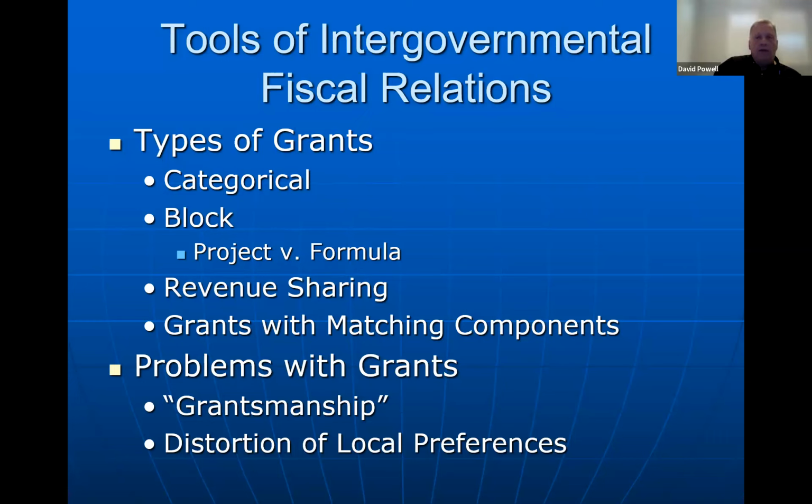Now, when we look at grants in aid, there are different types of grant programs out there. And if we want to look at grants in aid on a spectrum, there are three different main approaches to grant programs. On one end of the spectrum are what we call categorical grants. Categorical grants are very specific grants in aid for specific types of programs and for specific types of actions.